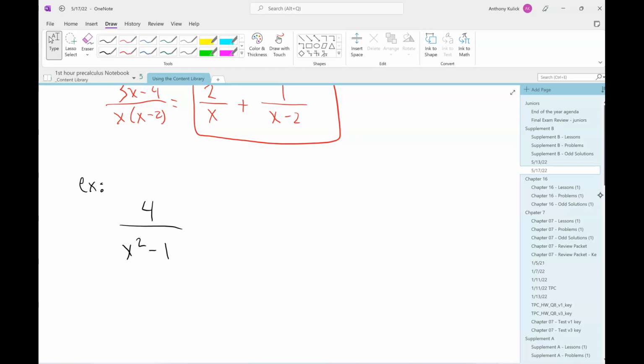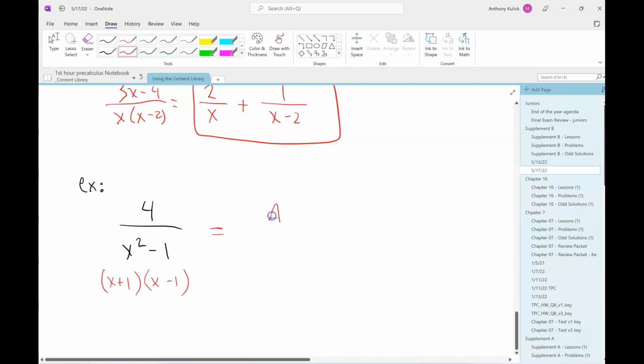So the first step is to factor the denominator. Very good. How does this denominator factor? It's a difference of two squares. Great. So it's going to be x plus 1, x minus 1. Hopefully this is good. Shout them out if you know.